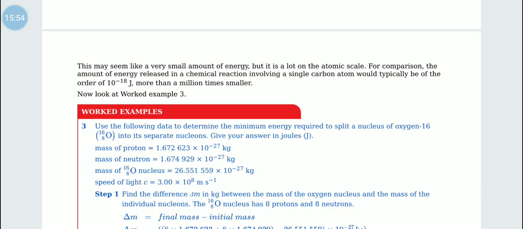This is going to be a very small amount on an atomic scale, for a single atom. Now, if you take the amount of energy released in a chemical reaction of a single carbon atom, that would be of the order of 10 to the power minus 18 joules, which is a million times smaller. So if you just burn carbon to produce carbon dioxide, that chemical reaction's energy would be a million times smaller. Just imagine turning the energy of a fire into a million times more, that would be destructive.